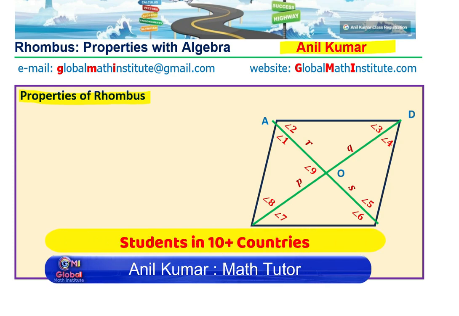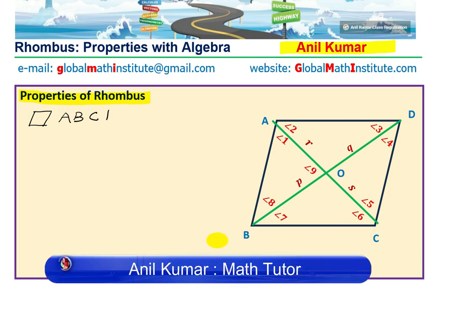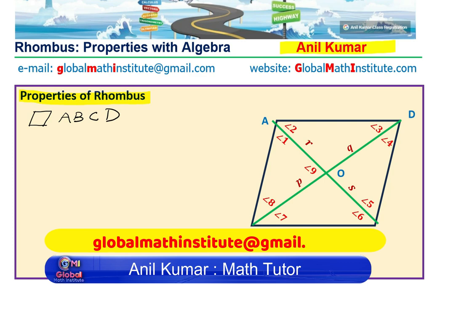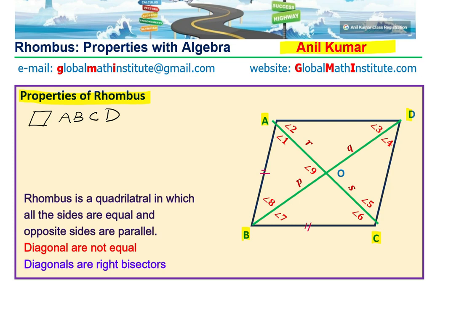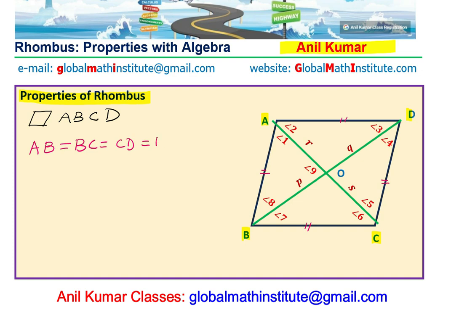Rhombus given to us is rhombus ABCD. So I'm putting the symbol for the rhombus ABCD. ABCD, as you can see, are the vertices of this particular rhombus. Rhombus is a quadrilateral in which all the sides are equal. So AB is equal to BC is equal to CD, which is same as DA, right? So it is a quadrilateral where the sides AB, BC, CD, and DA are all equal. So that's the first part.